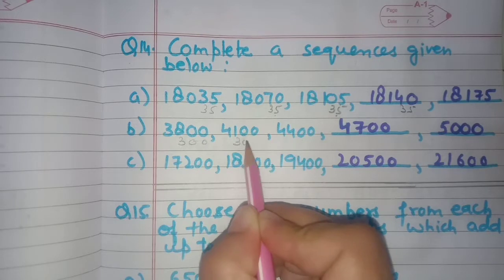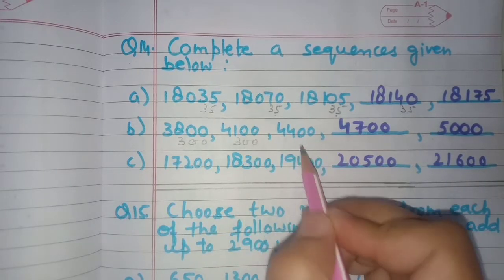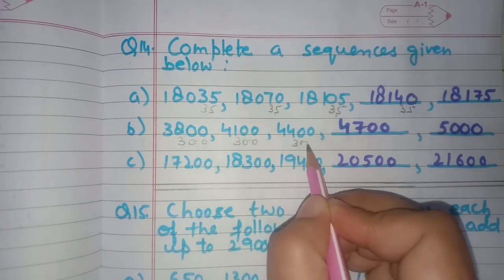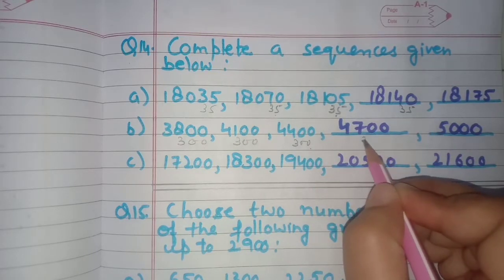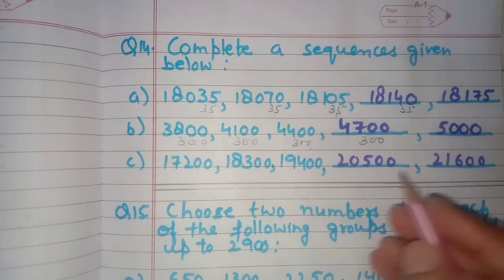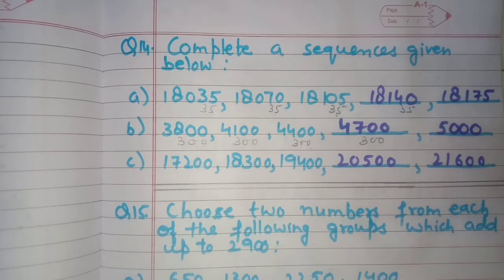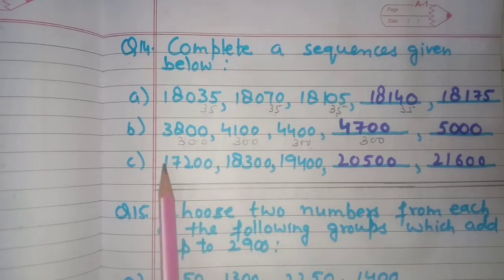When we add 300 to this number, we will get the next number. When we add 300 to this number, we will get the next number. And when we add 300 to 4,700, we will get 5,000. Similarly, let's do the last part.